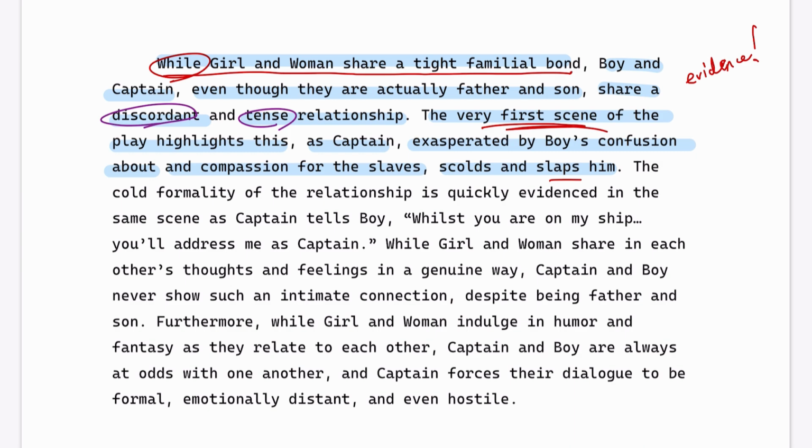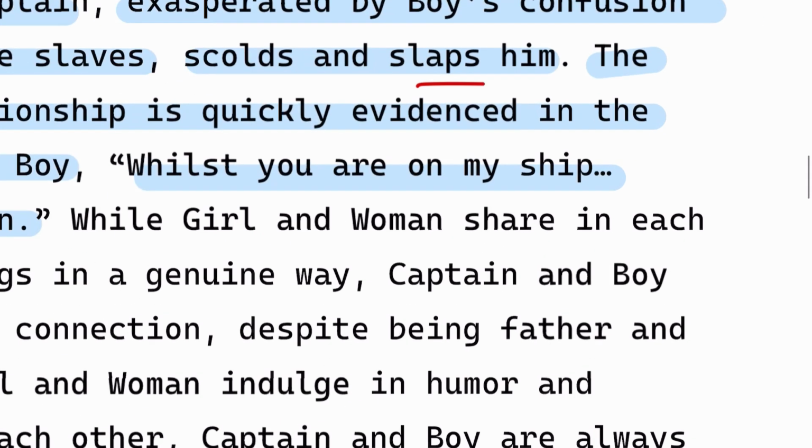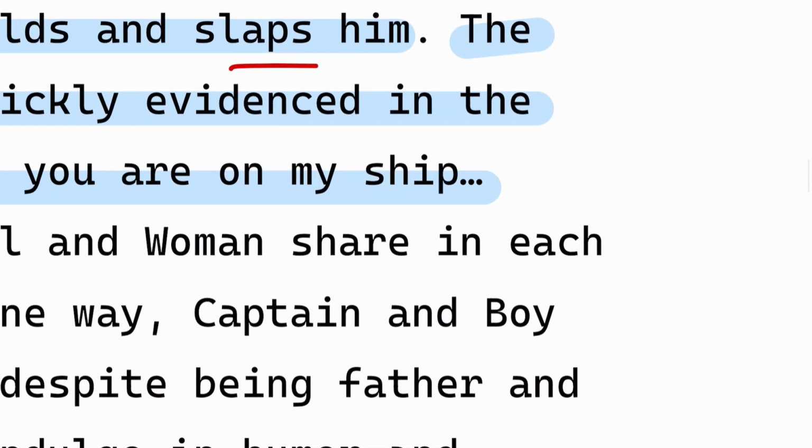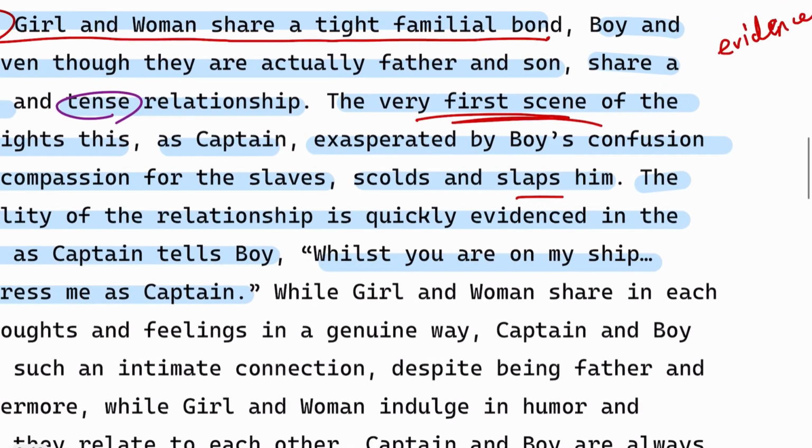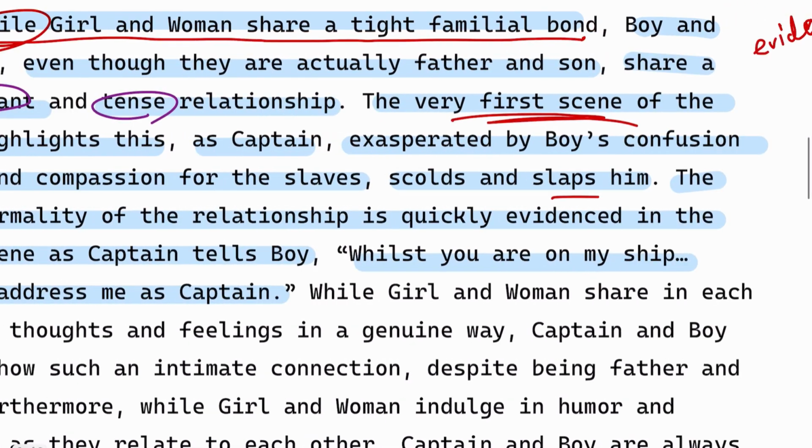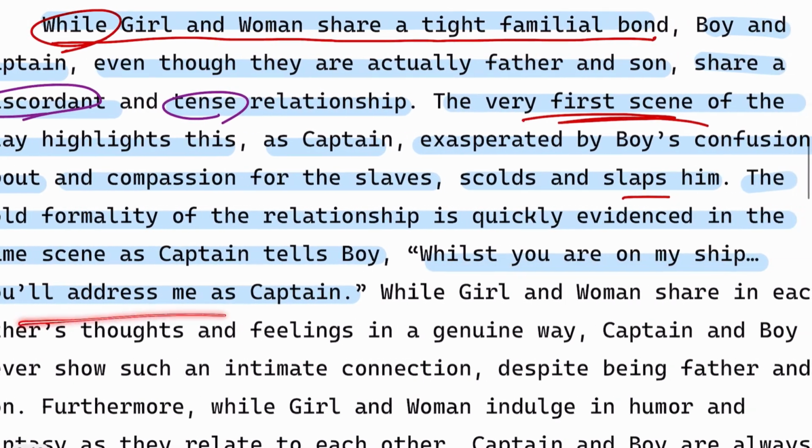actually unfolds. And now I'll get into a little bit of direct evidence. "The cold formality of the relationship is quickly evidenced in the same scene as captain tells boy, 'Whilst you are on my ship... you'll address me as captain.'" You will notice the ellipsis here. What this is indicating is that I'm not quoting the entire sentence. I'm leaving some stuff out. I only need this part and this part in my quote.